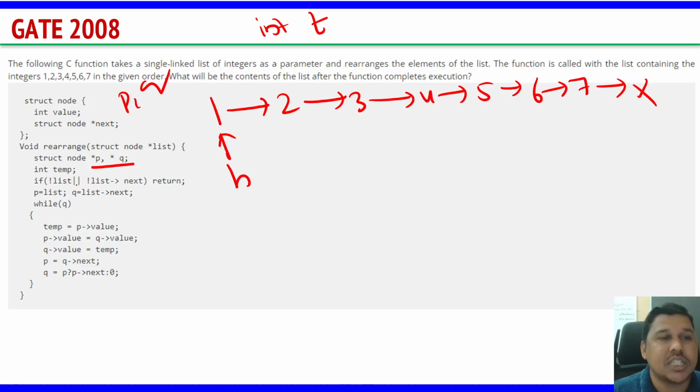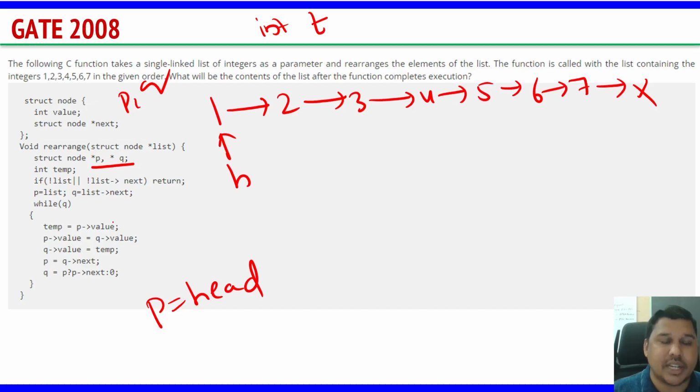If not list, is the list empty? No. If not list next, is it the last node? No. Since it is not the last node, we continue; if that is the last node, return. Otherwise, p equal to list, which is the same as writing p equal to head, because list means head here.